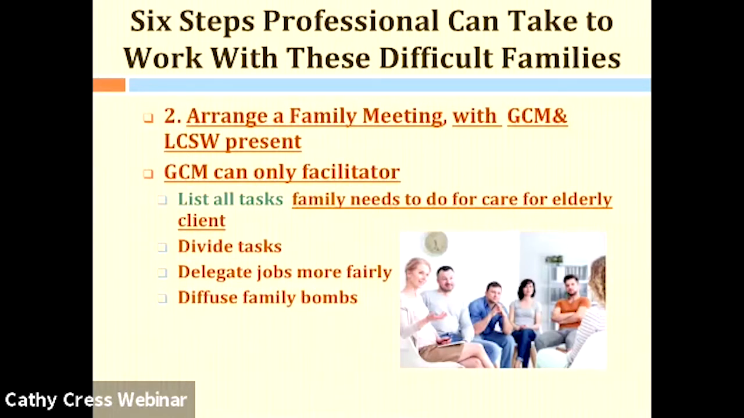You have to be able to divide tasks, to delegate out, and you have to delegate jobs fairly, because the one care provider can't take it on. And you have to diffuse family bombs, because what will happen in these family meetings is they'll always defer back to the past, and you have to keep them in the future. You have to be able to create an agenda. You have to, at the end, take all the notes and then send them to everybody in the family to sign off, because they will say, I never said that. And in that chapter, all of that is outlined. And we'll move to the next slide.